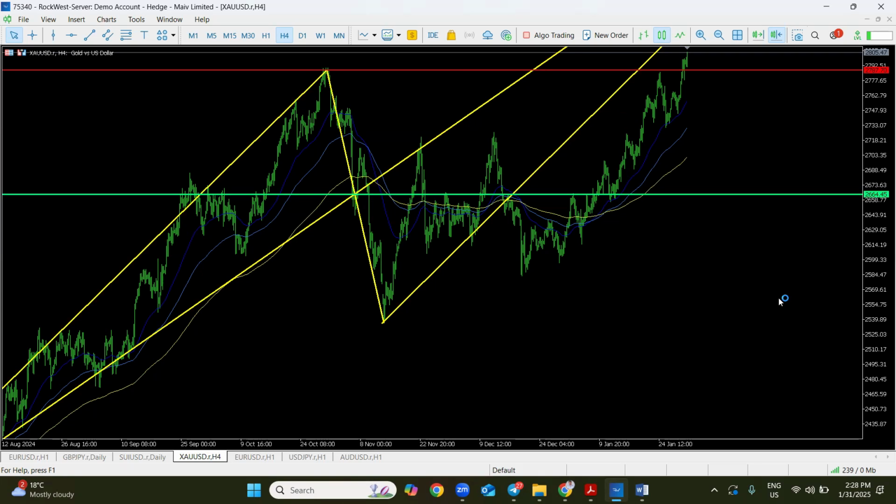Now, we can always add our confirmation or our confidence in the trend observation by applying the ADX.